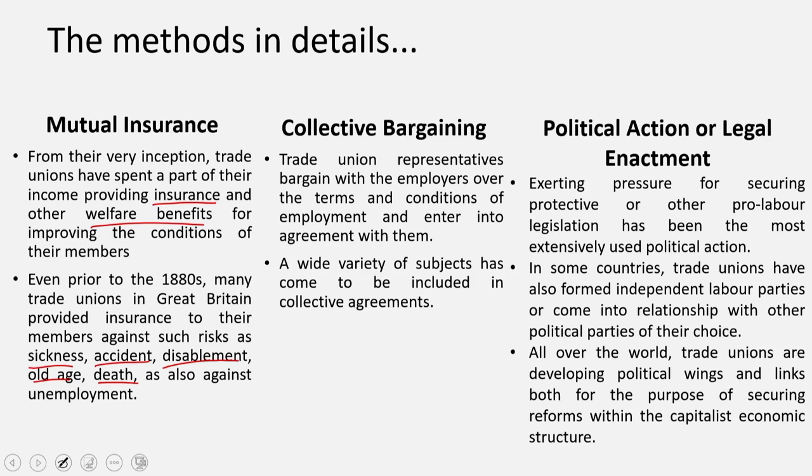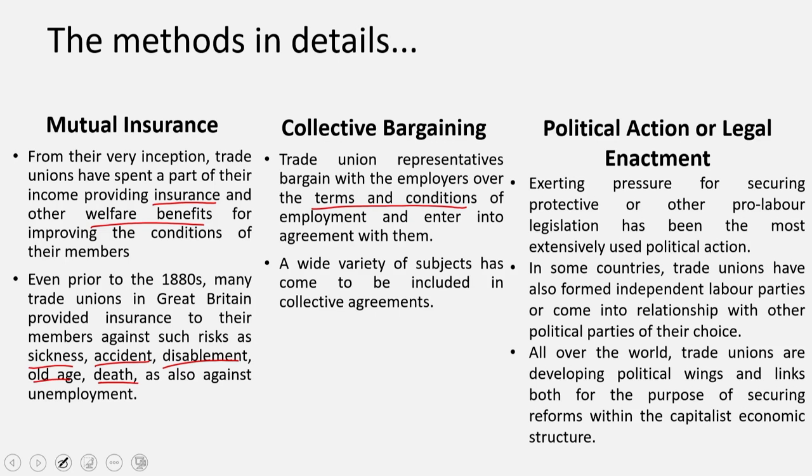We have seen what collective bargaining is. The trade union representatives bargain with the employers over the terms and conditions of employment. Now, this is vital. When we discussed collective bargaining, we discussed it in a very peripheral way, looking into the generic needs. But when it comes to employment, there is a possibility with collective bargaining that employers are being approached and the terms and conditions of employment are discussed and deliberated.